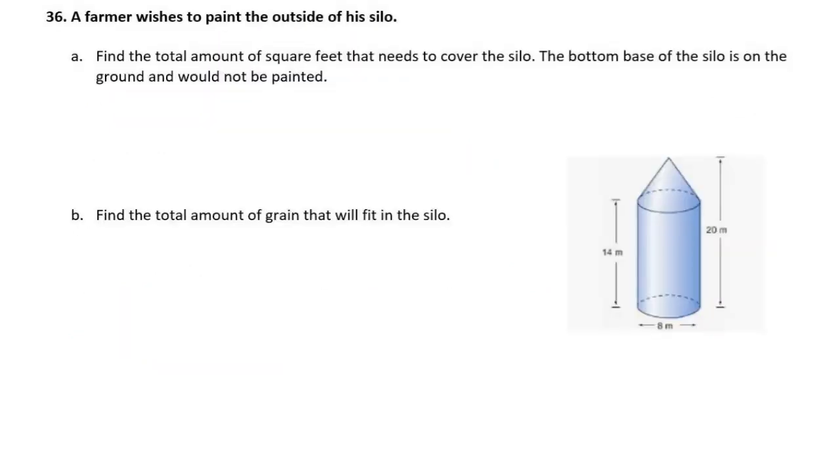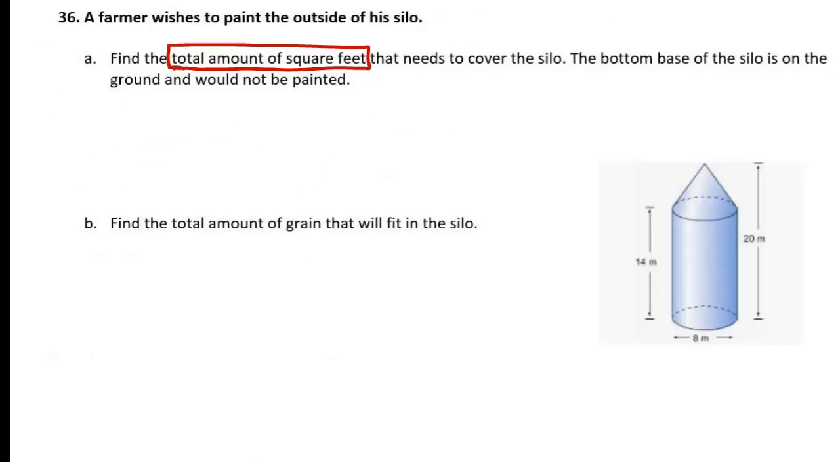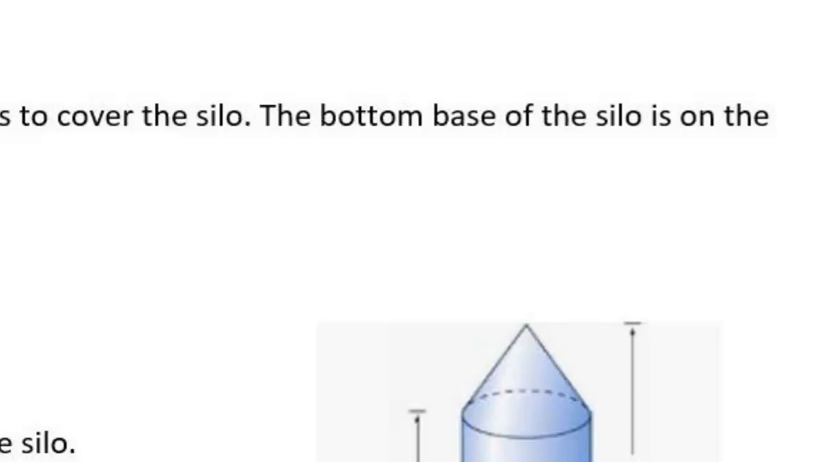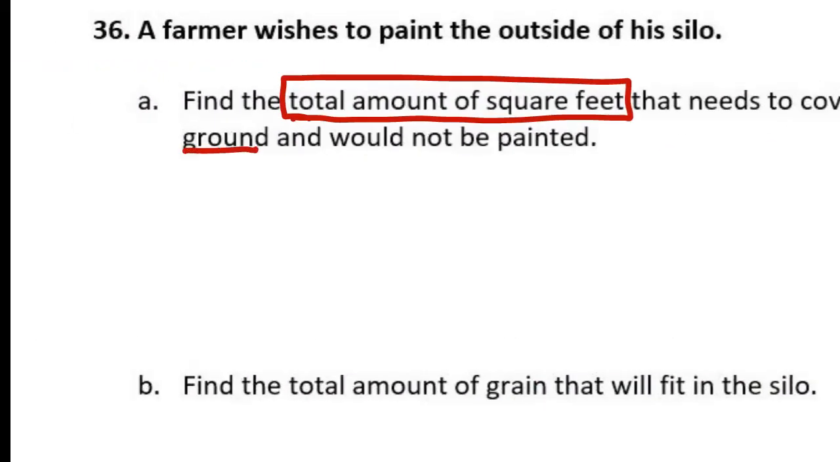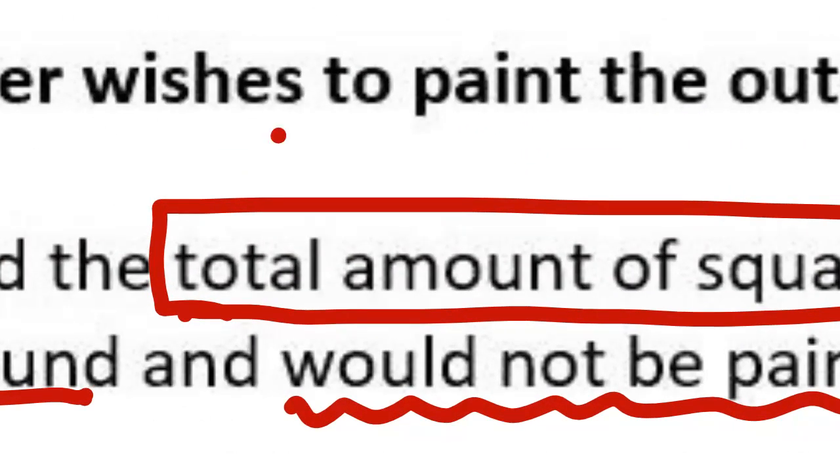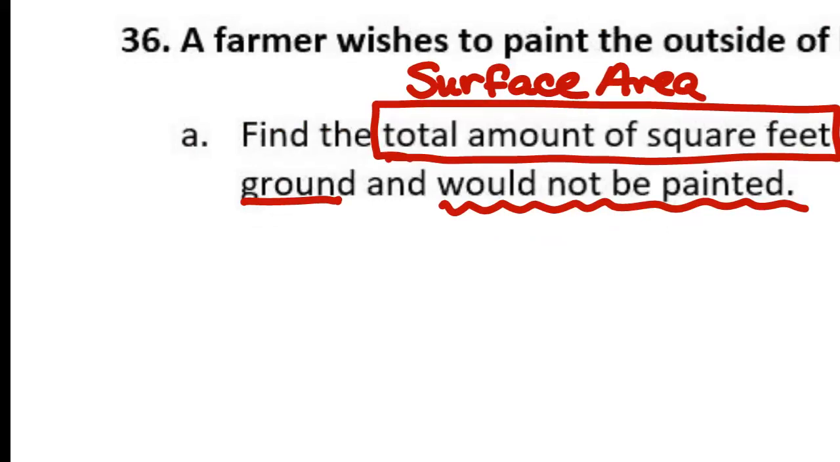It says find the total amount of square feet that needs to cover the silo. He's going to paint the outside of his silo. The bottom base of the silo is on the ground and would not be painted. Well, if we're looking for total square feet, that is surface area. And what are the two shapes making up this silo? A cone and a cylinder.